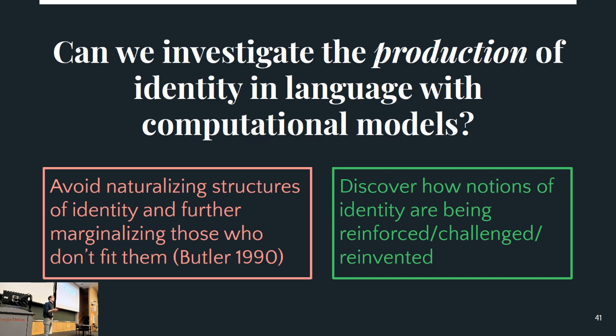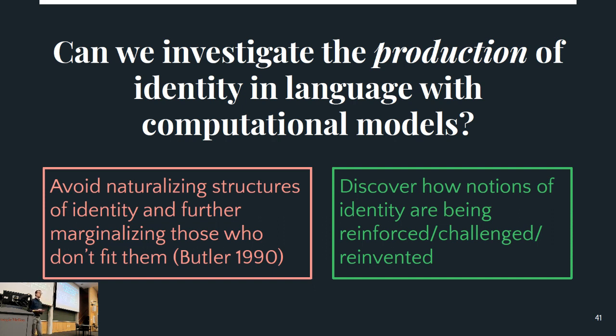So my question with my work right now is, can we investigate the production of identity language with computational models? Can we take some of the insights from that qualitative work and use that to enrich our own computational models of language and identity? If we do that, I would claim that the negative thing we're trying to avoid is naturalizing these structures of identity, these big structures that actually marginalize those who don't fit them, if we think of gender as a binary thing, for example.